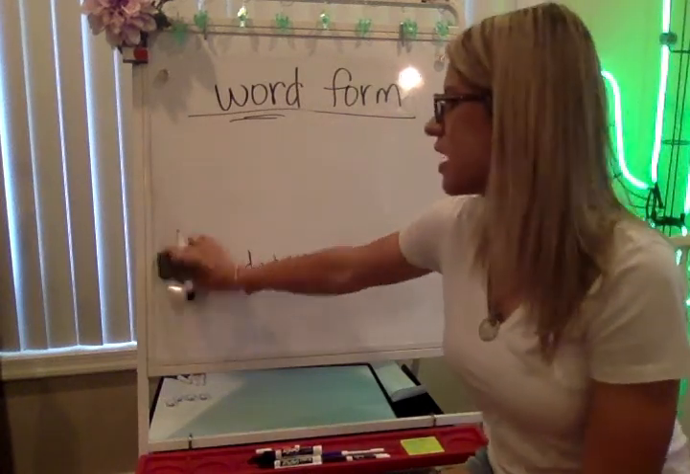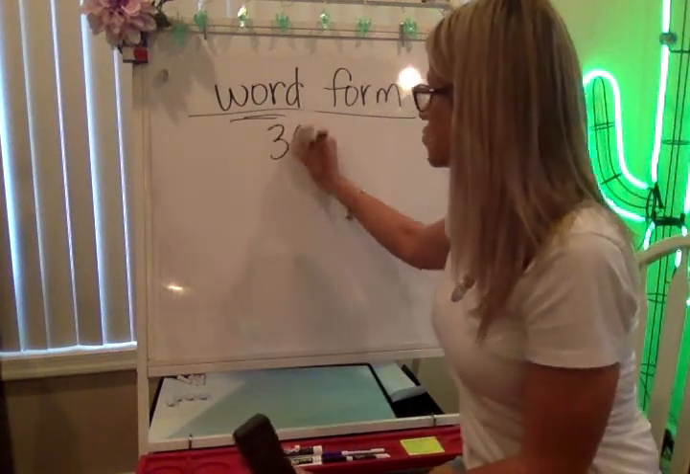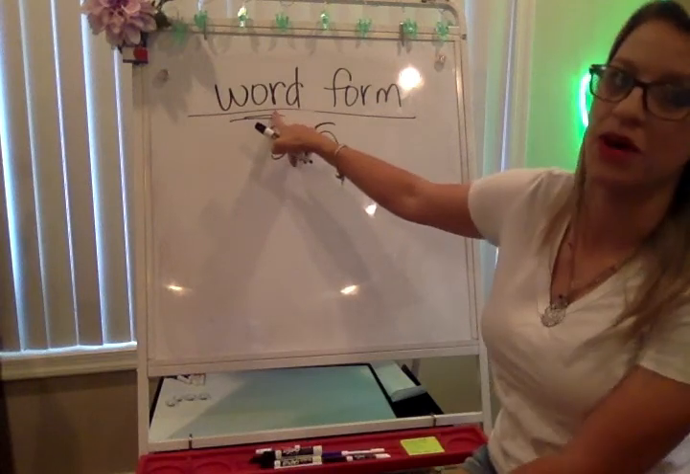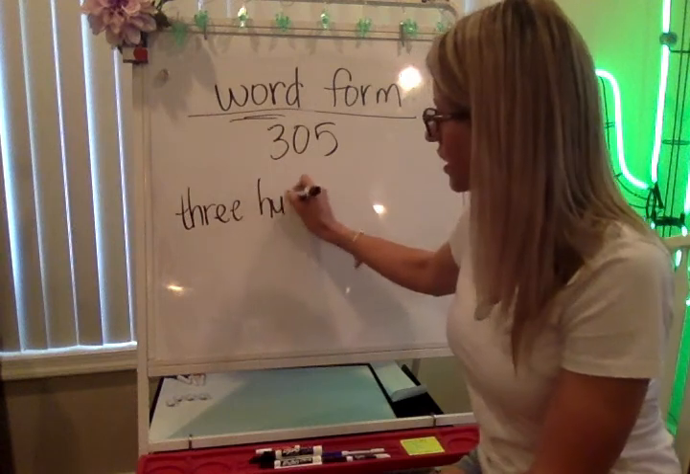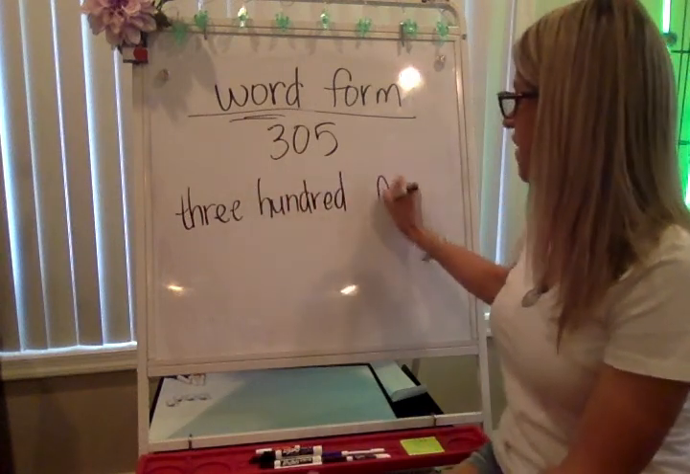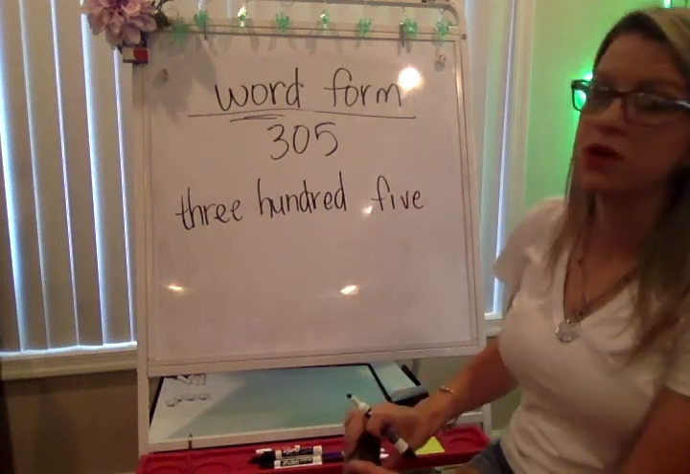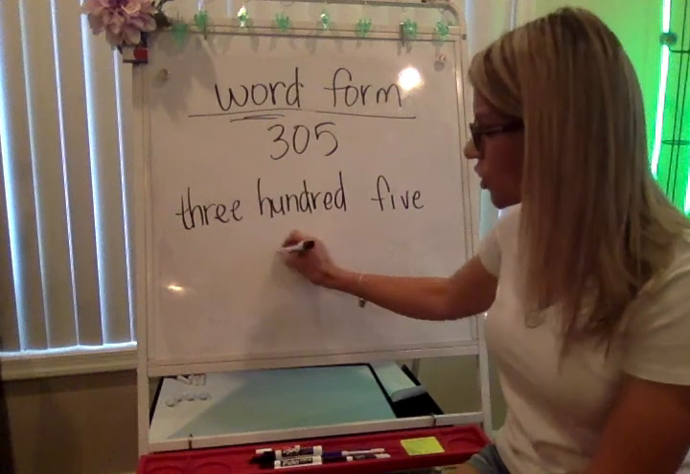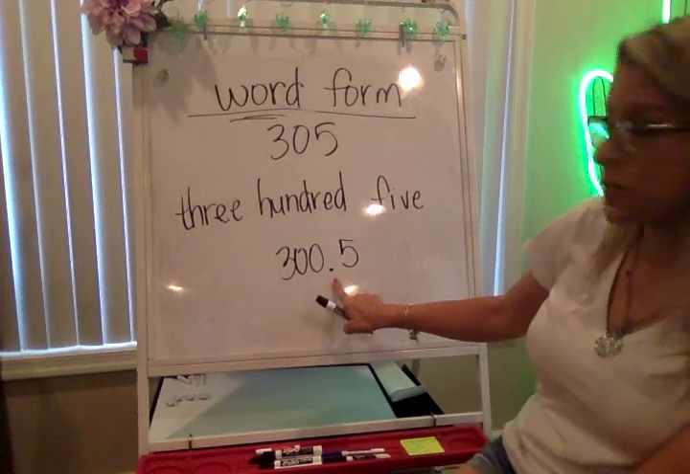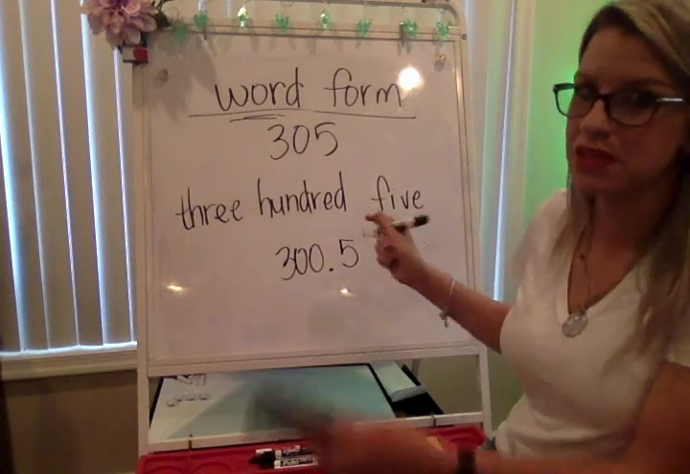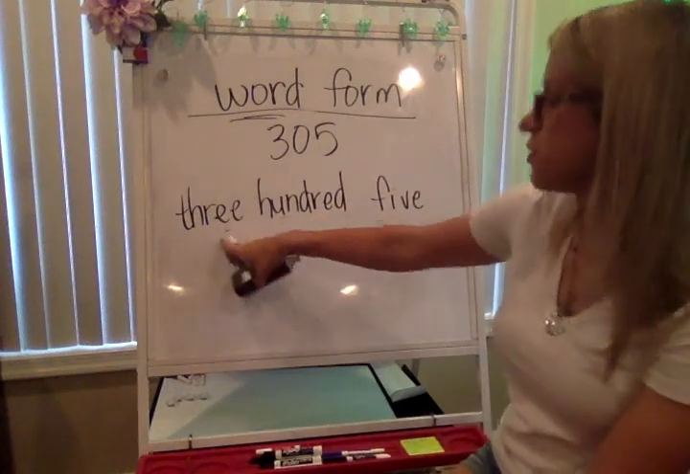Word form, what you can think about is, that's how you would say the words out loud for the number. So for the number 305, and you're told, put this number in word form, you would just write three hundred five. You would not write three hundred and five. If you wrote three hundred and five, you would be talking about a decimal number. The decimal place is the word and. That's something that you'll learn later, but 305 is written three hundred five.